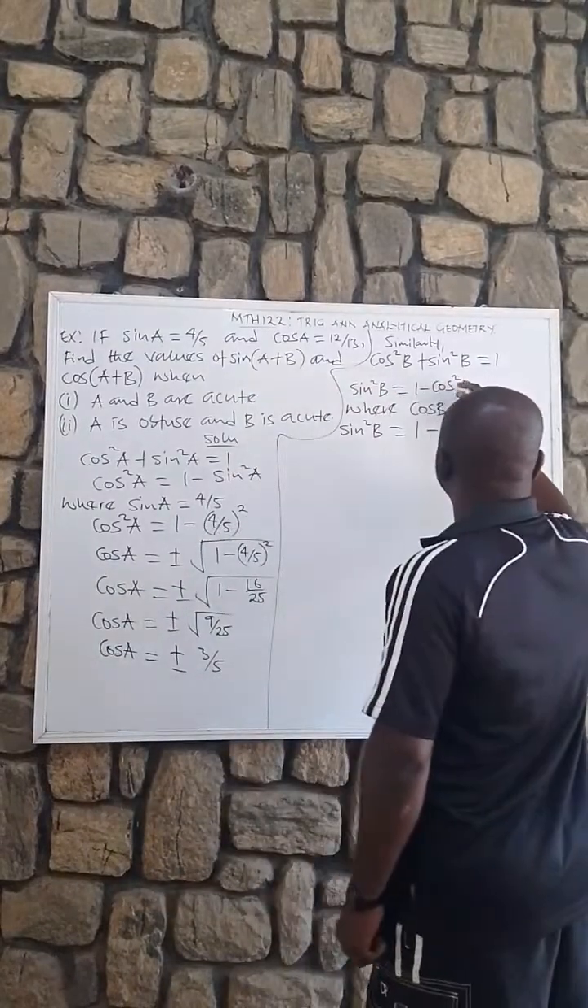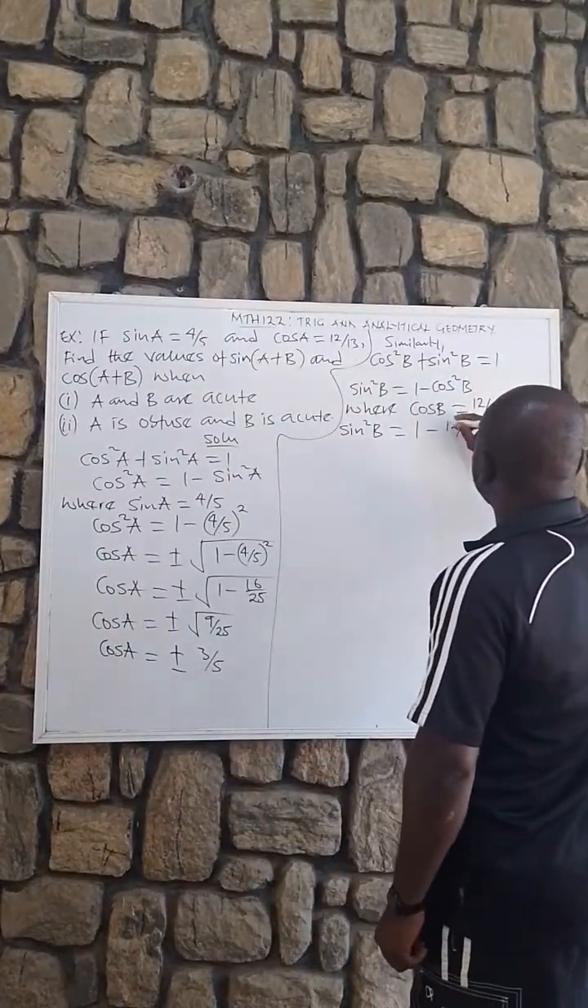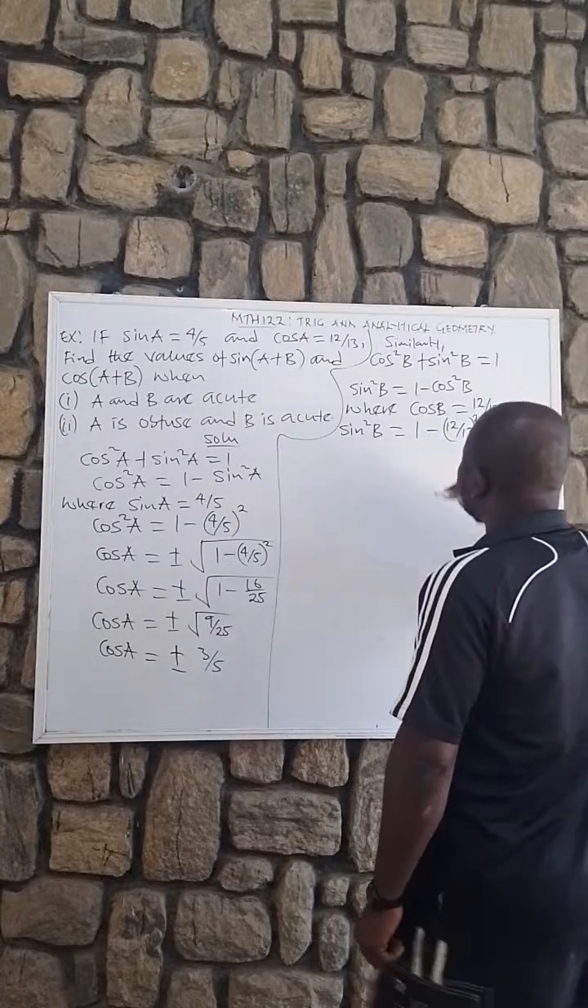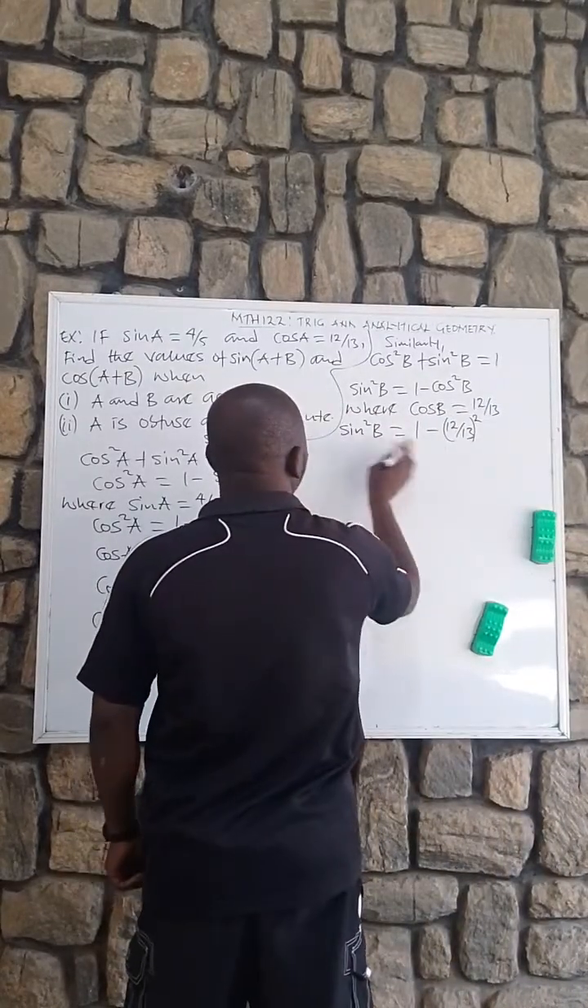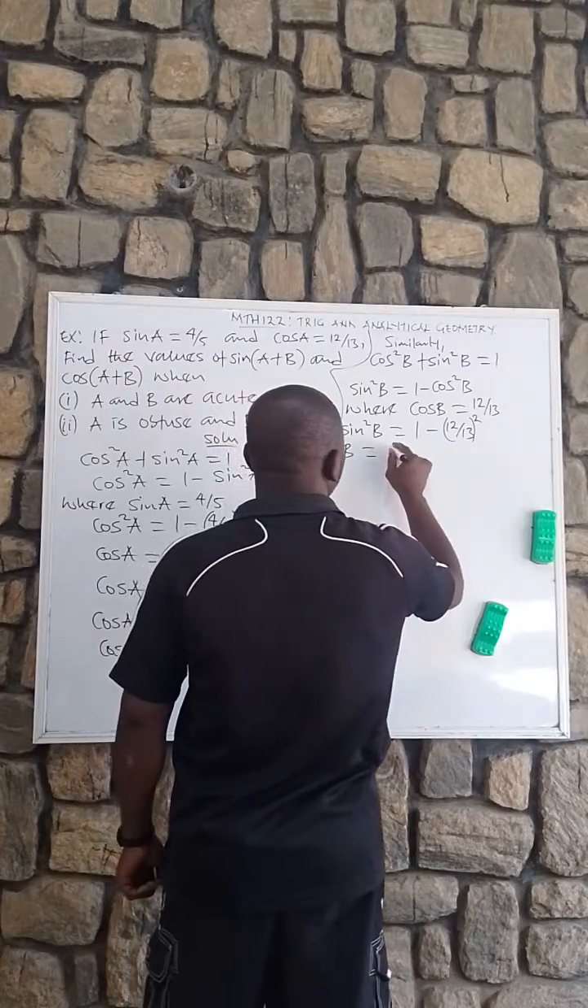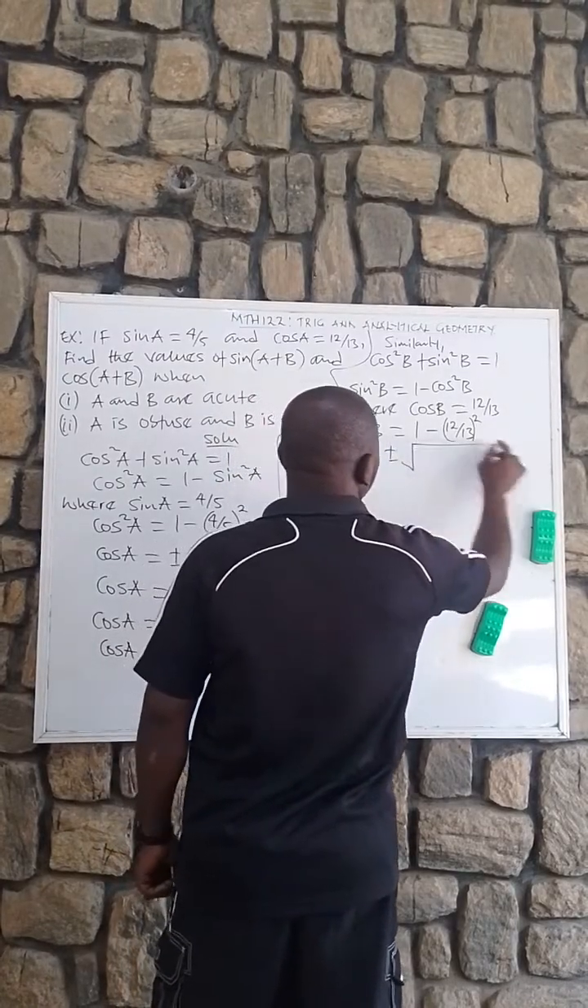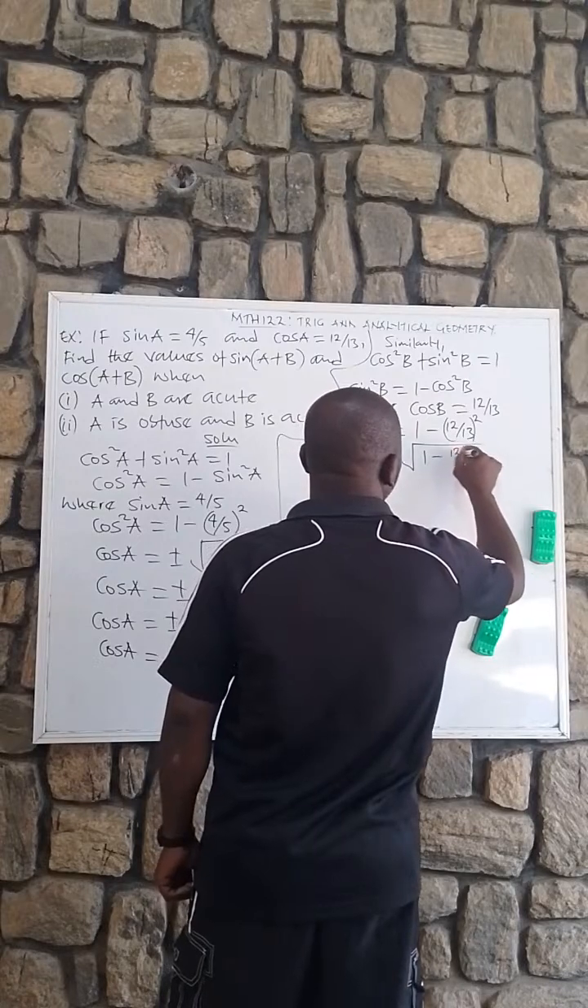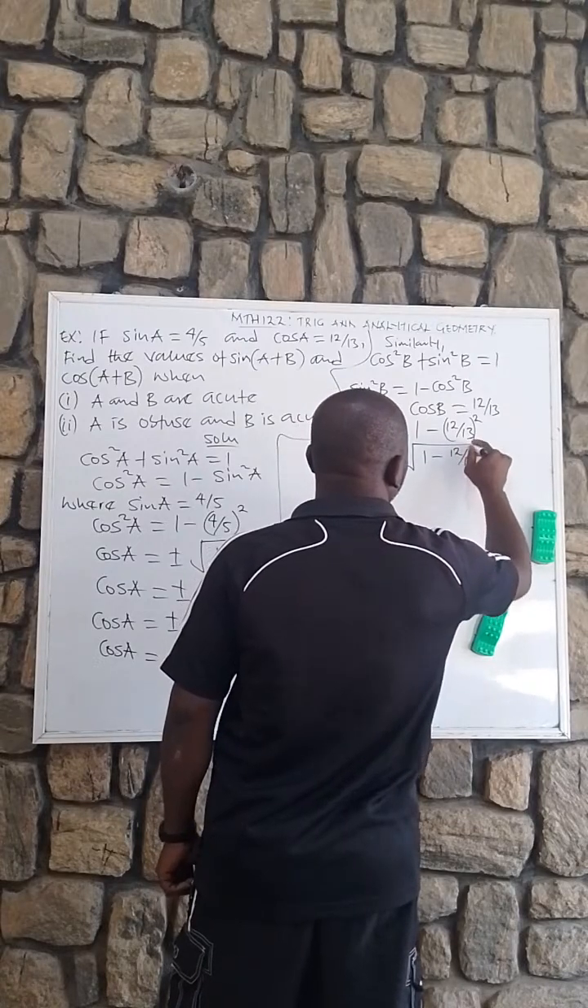But cos is squared, so all is squared. Then we take the square root of both sides, we have sine B equals plus or minus the square root of 1 minus 12 all over 13 squared.